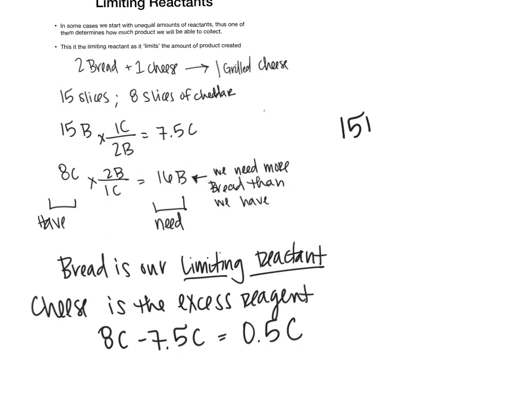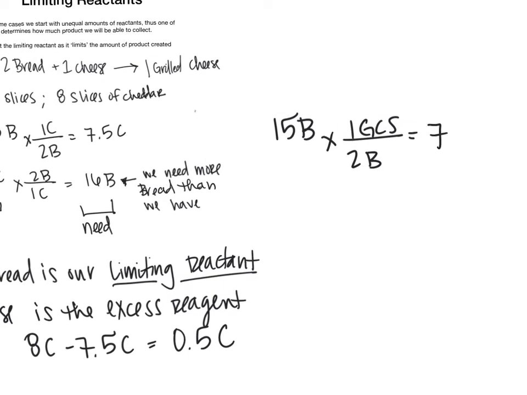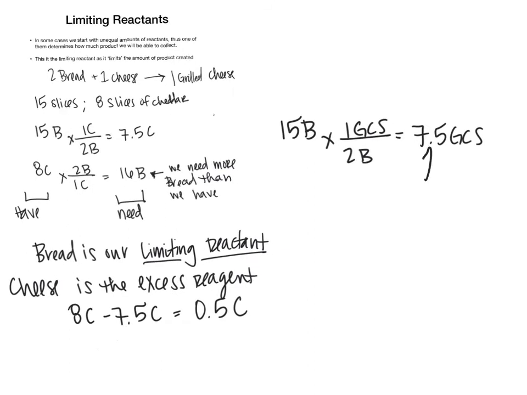So we're going to take our 15 slices of bread and convert that to grilled cheese sandwiches. There are 2 breads for every 1 grilled cheese sandwich, and so we're going to get 7.5 grilled cheese sandwiches. So this is our product. This is how much we expect to get.